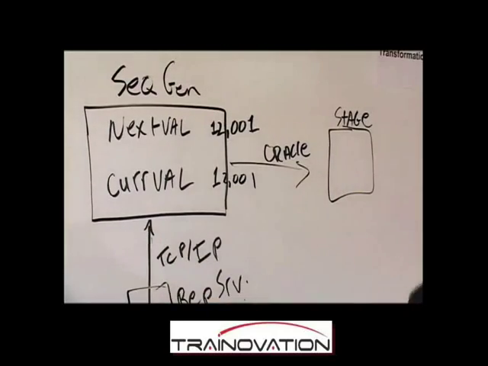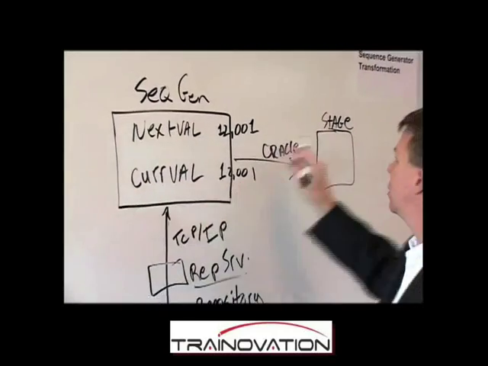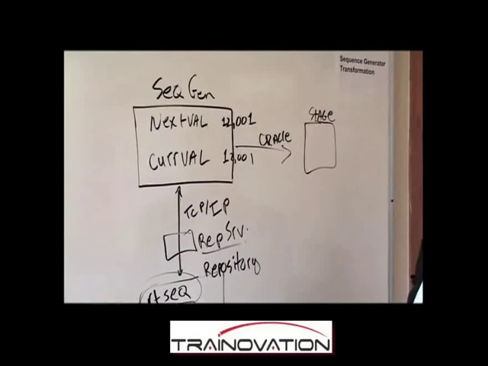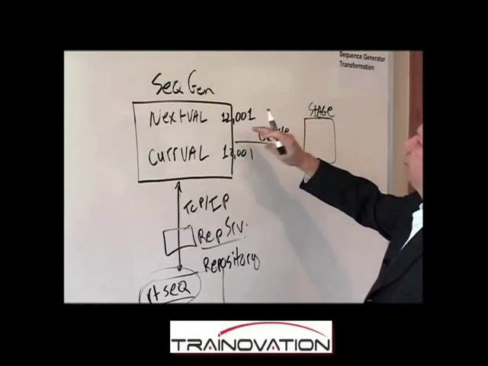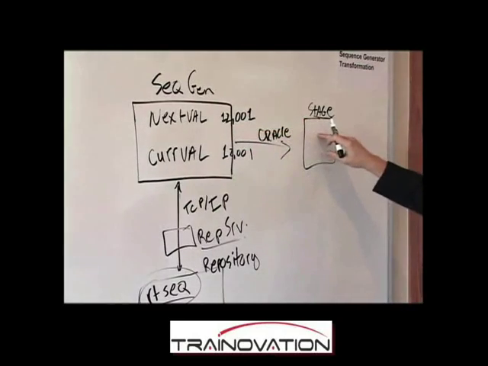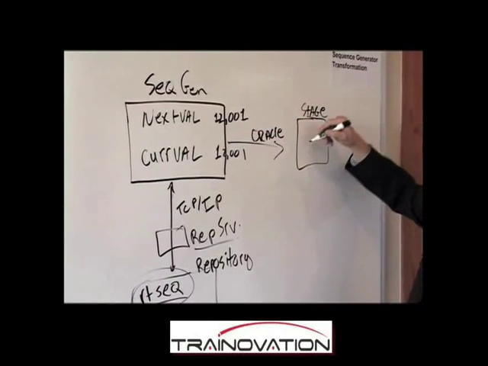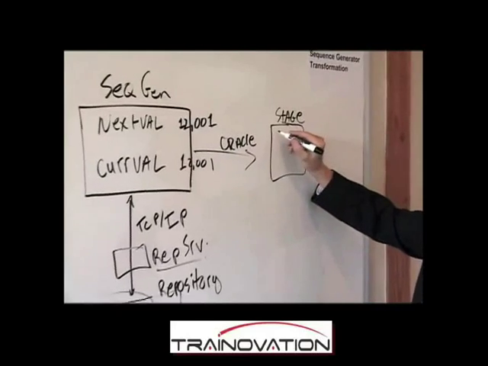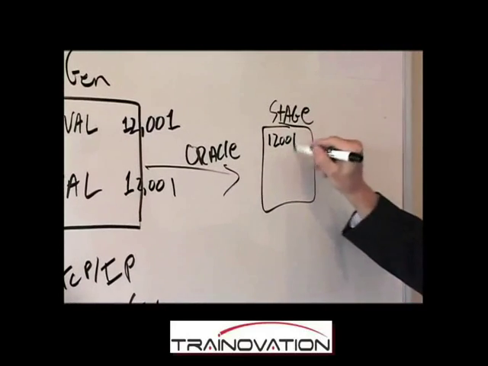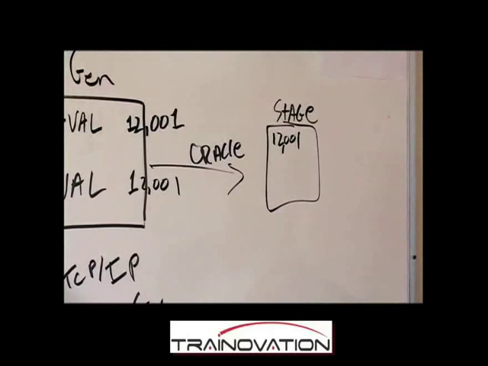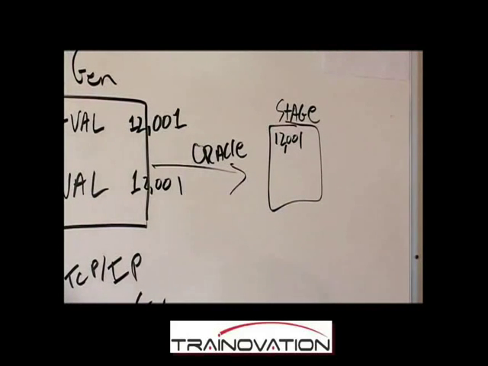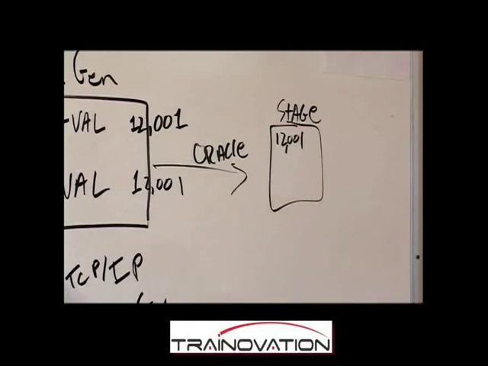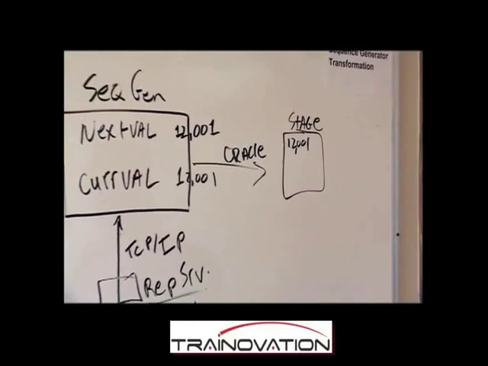So the second time you run this mapping, you come back into the staging table. What happens is the next val takes 12,001, passes it downstream, and now your staging table, even if you truncate it, starts at 12,001. And that's probably not what you want, especially if you have billions of rows or hundreds of millions of rows to deal with. So just be aware, this is a problem with the sequence generator.